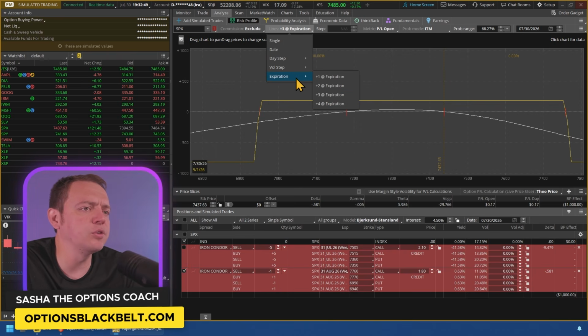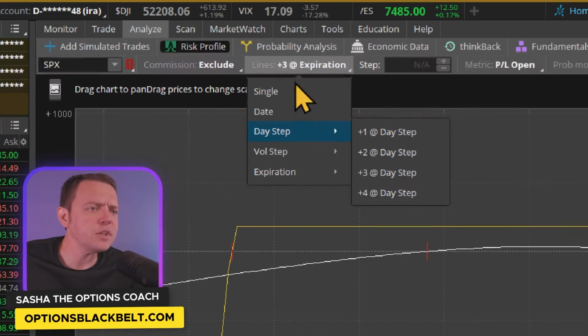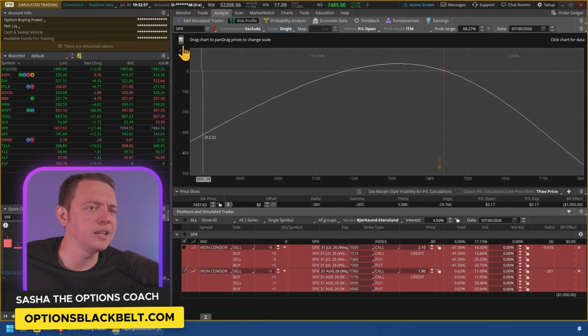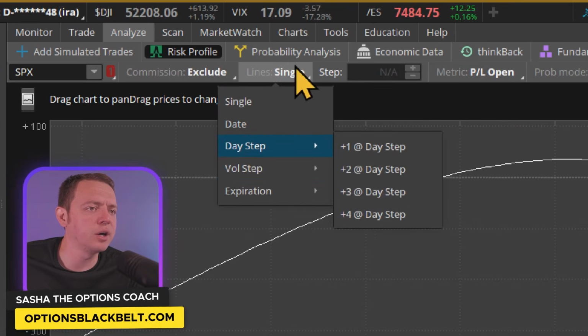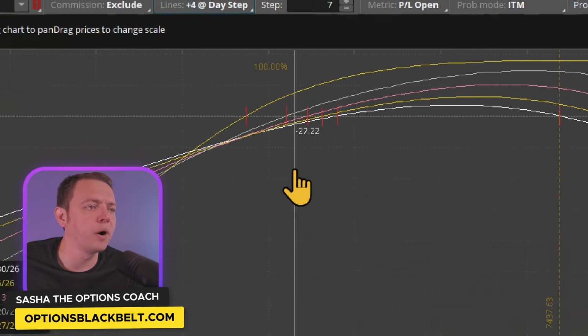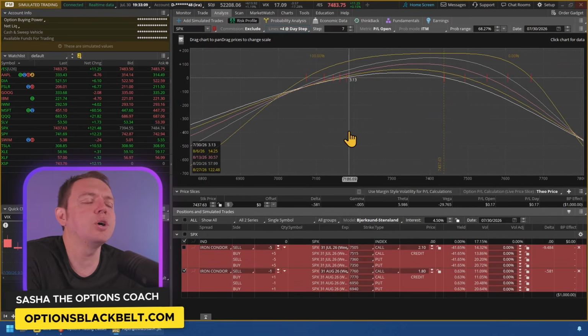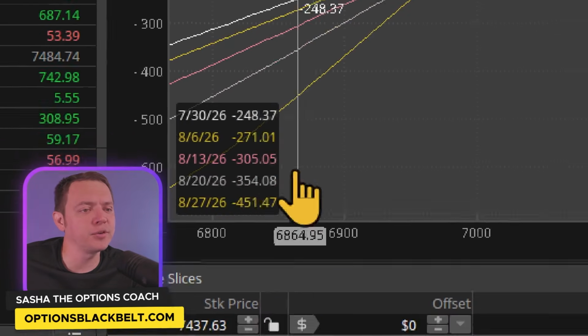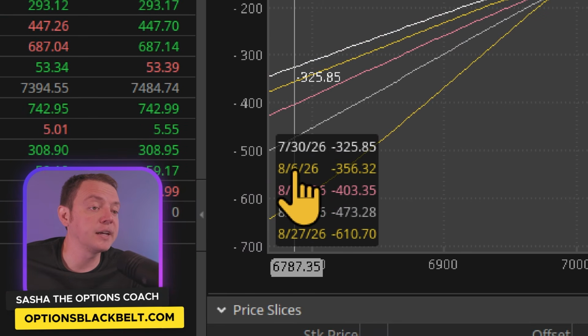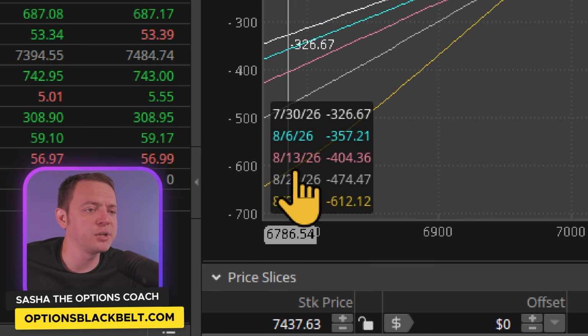And in order for me to do that, we're going to go to our zone right up here, and instead of lines we can go to just a single, so you can just see that line. That's fine, but instead of doing that, we're going to go to a day step. So instead of expiration +1, which is the standard, we're going to go to a day step. We're going to go to 4, and what this does is it shows you all the different points in time through these different days. So right now it's July 30th. And then the next date, it's going to be August 6th. And we can change that color by just clicking the date.